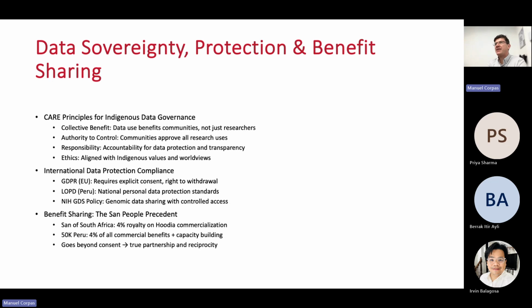Yeah, once you give that data, there's no way for you to control what is being used. So you need to have the appropriate safeguards. Accountability for data protection and transparency, as well as making sure that the usages of that data are aligned with the local people's values, yeah, and international law.